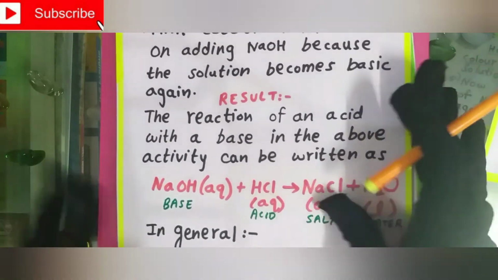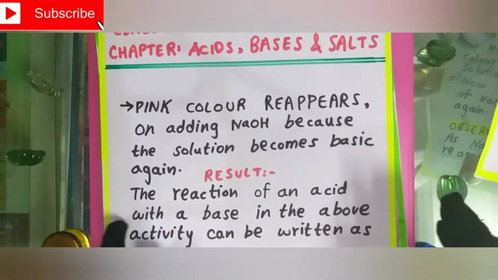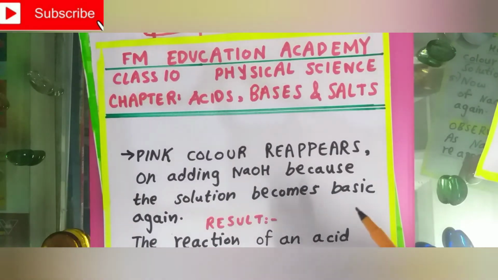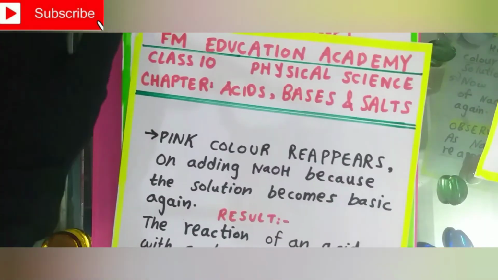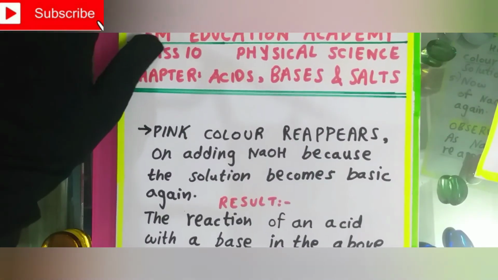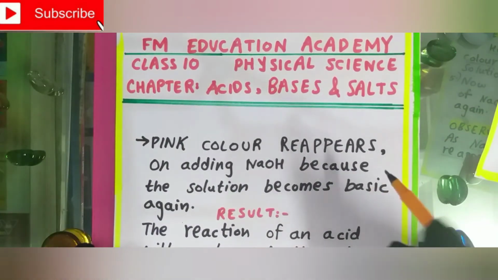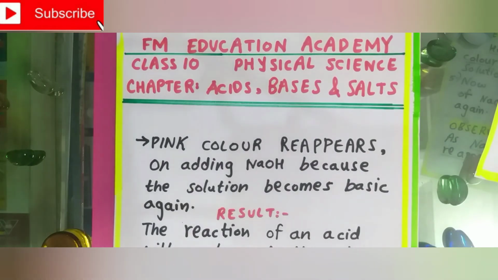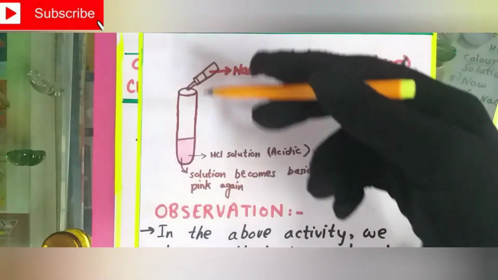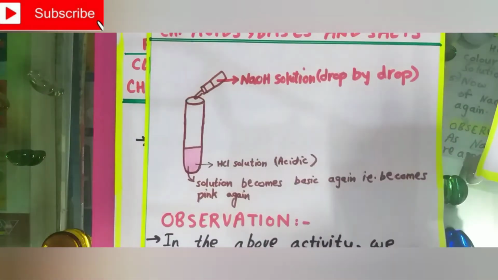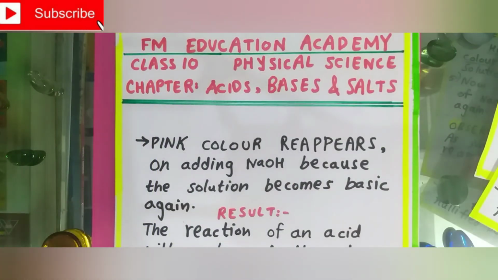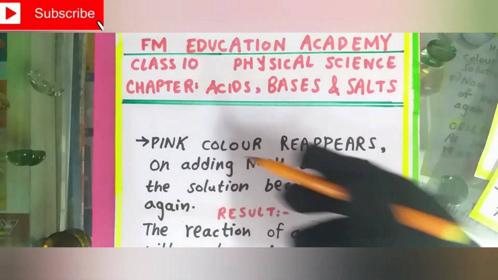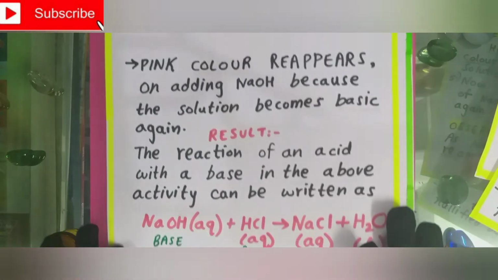So just now the pink color reappears. Why does the pink color reappear? The pink color reappears on adding sodium hydroxide because the solution becomes a base again. That is, when we add sodium hydroxide solution the third time to that acid, what is happening? The sodium hydroxide solution is mixing with phenolphthalein indicator, and that is becoming basic again, because pink color means it is a base. So what is the result we got from this experiment?